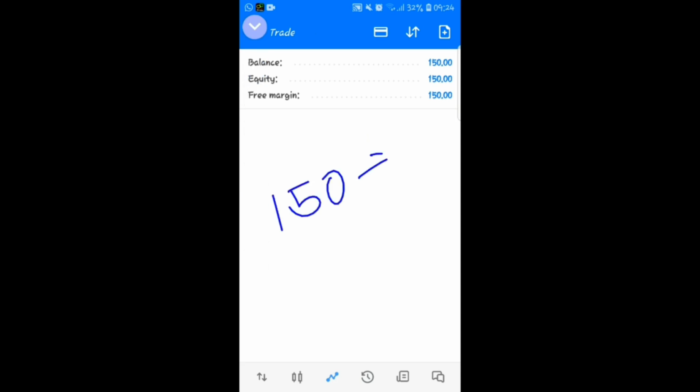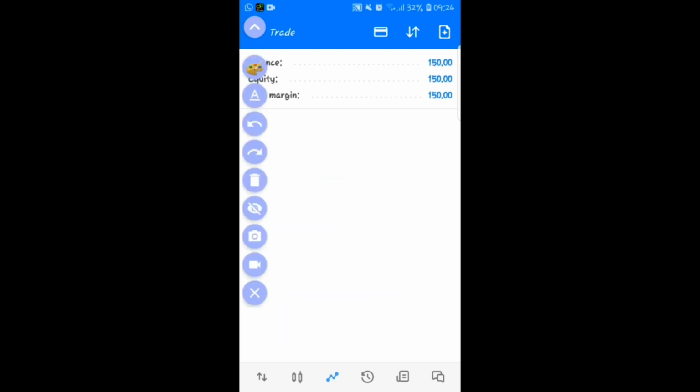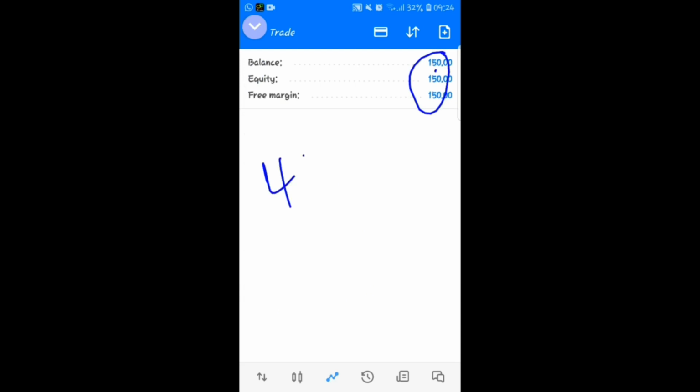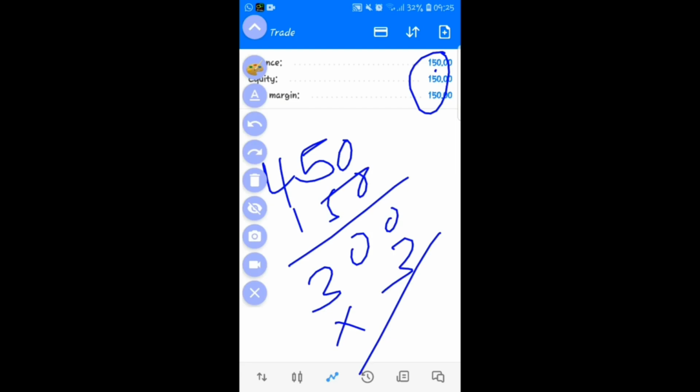So the next time I'm going to withdraw from this account is when I multiply it times 3, which is 450. The moment I see $450, that's the time I'm going to withdraw 150. So this becomes my starting capital. Then the moment I reach 450, I withdraw 150, and the next target will be to multiply by 3, which is going to be 900.